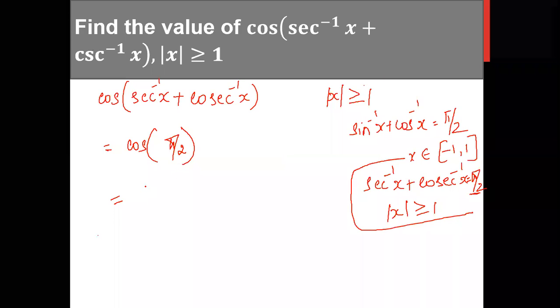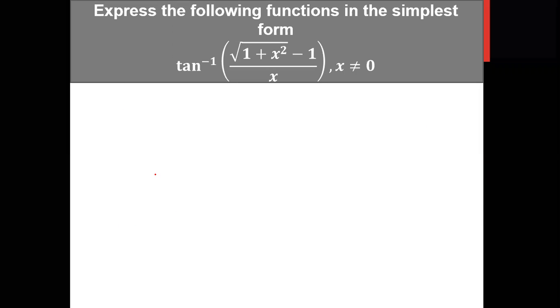So cos pi by 2 is equal to 0. So this is the answer. The value of cos of secant inverse x plus cosecant inverse x is equal to, secant inverse x plus cosecant inverse x can be replaced by pi by 2, and cos pi by 2 is equal to 0. So now we'll move on to the next question.